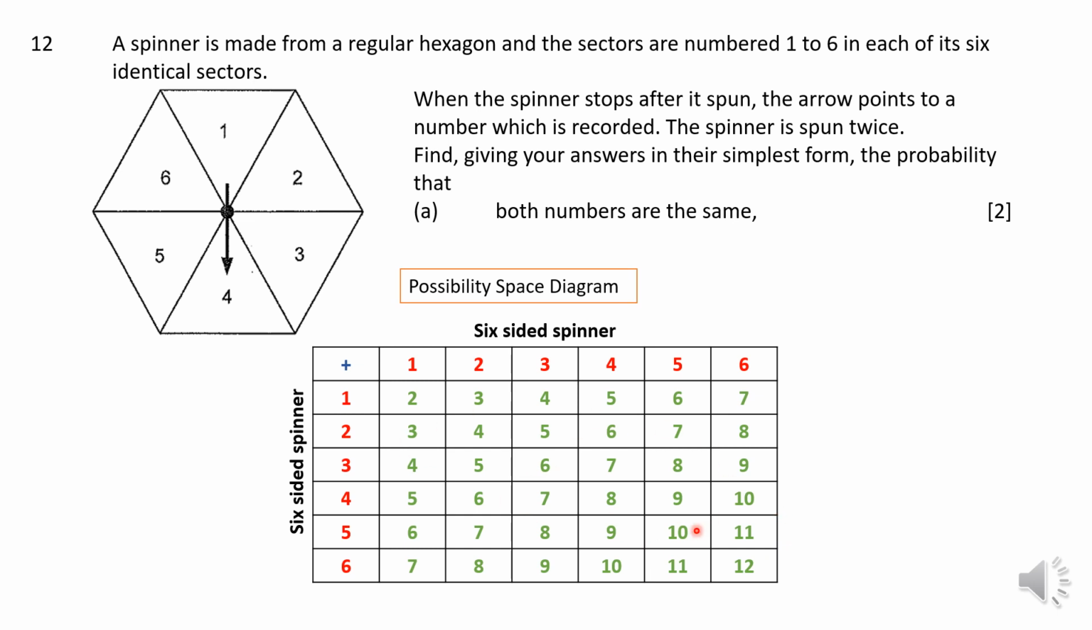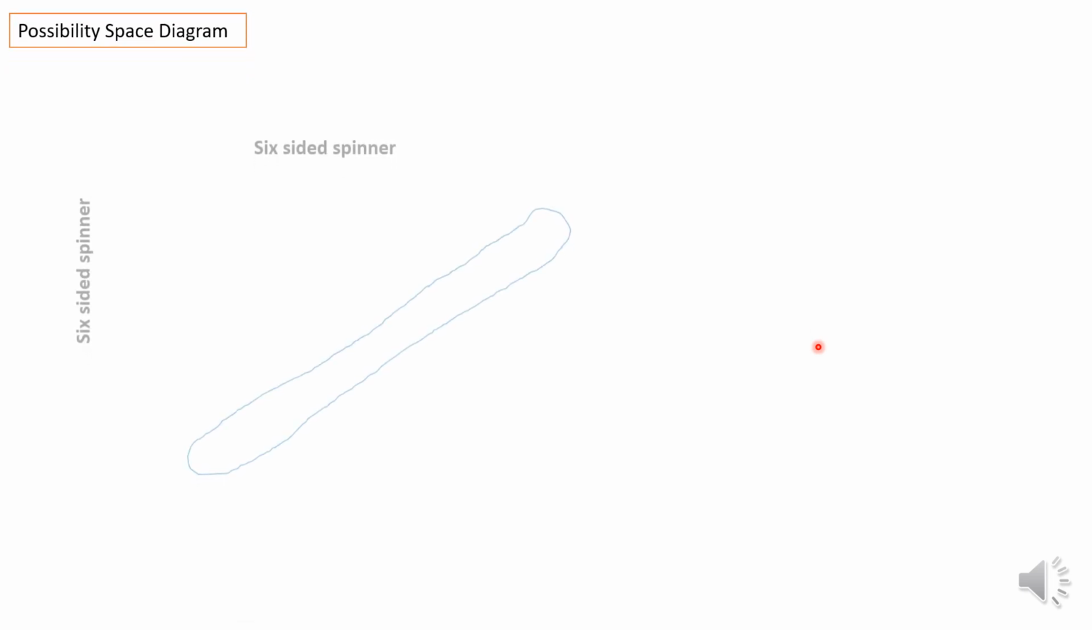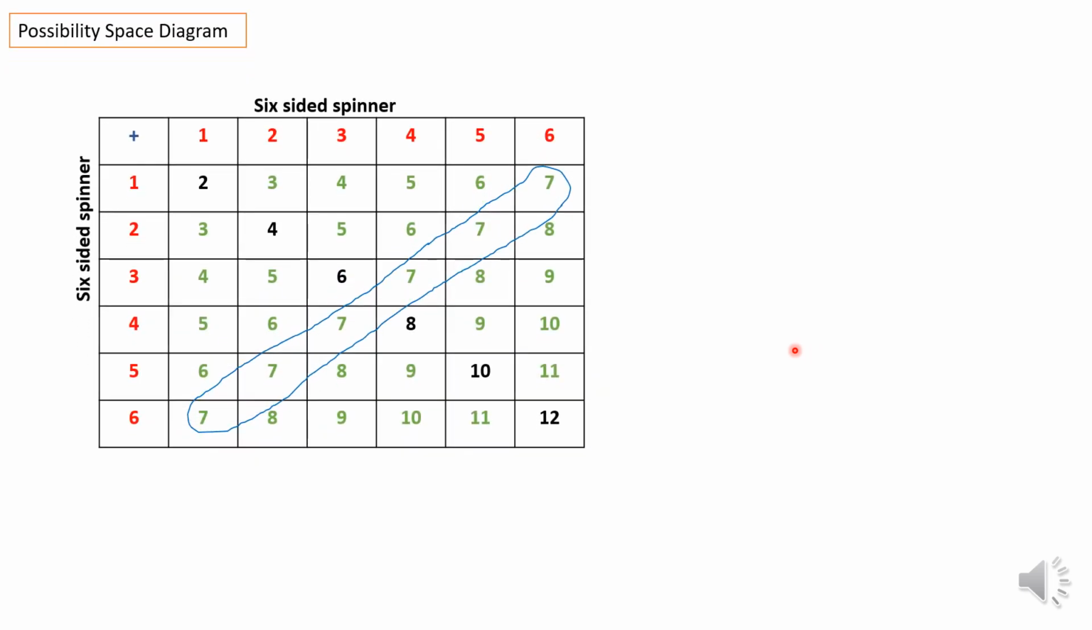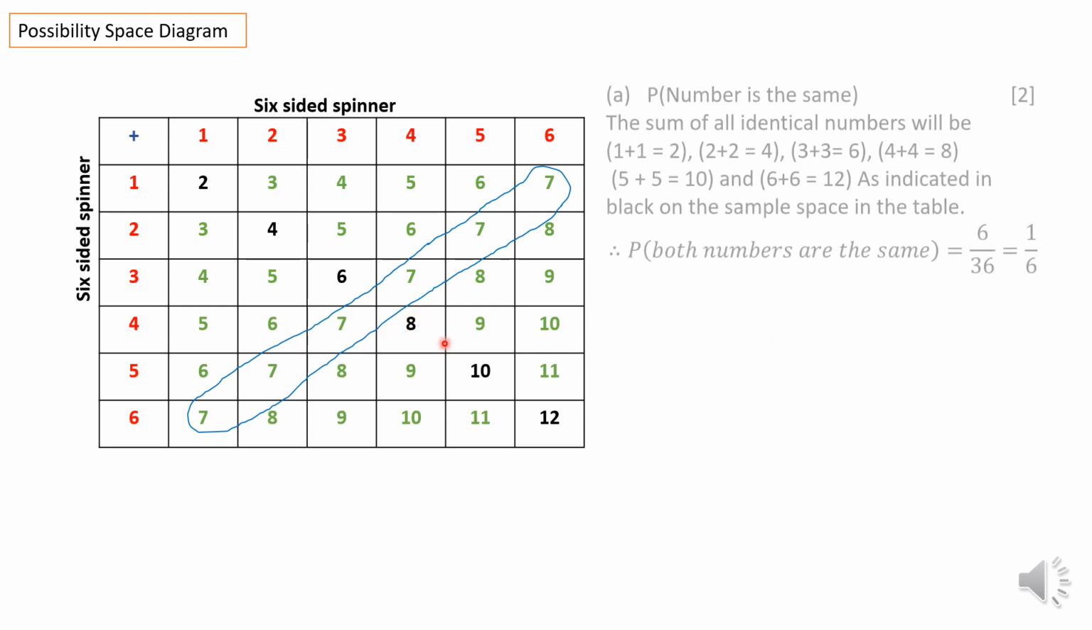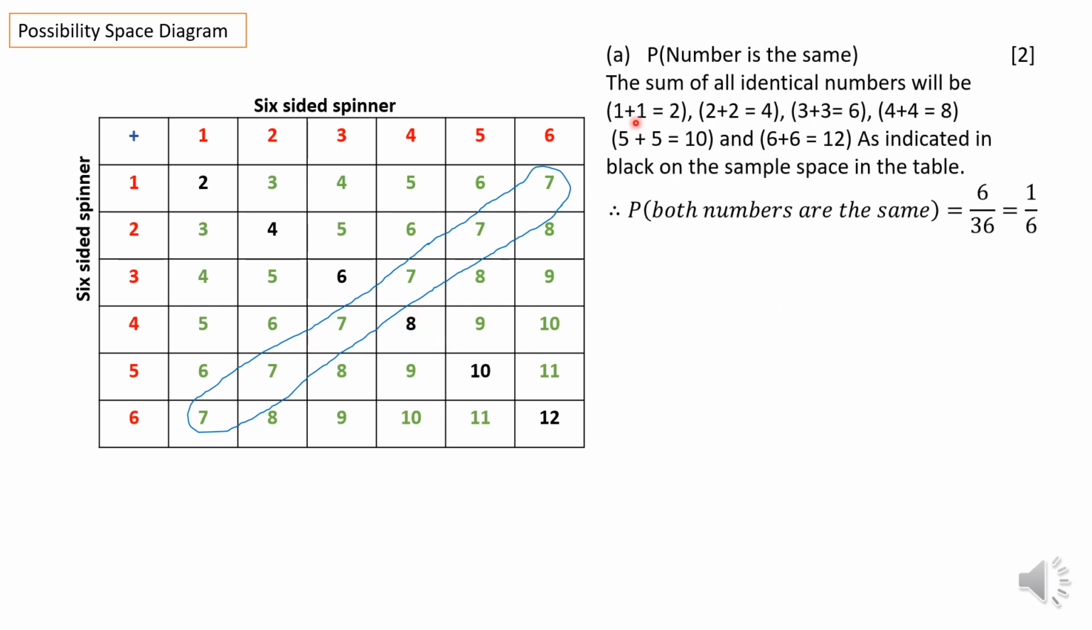Now I can use this to solve the questions that are going to come, because they're asking, what is the probability that the numbers are the same? That is when you spin once, you get a 1, you spin again, you get another 1. I've indicated them in black here. I get a 1 and a 1 again, it's the same number. I get a 2 and a 2 again, I get a 4. I get a 3, I spin, I get another 3. It's 6 if I add them.